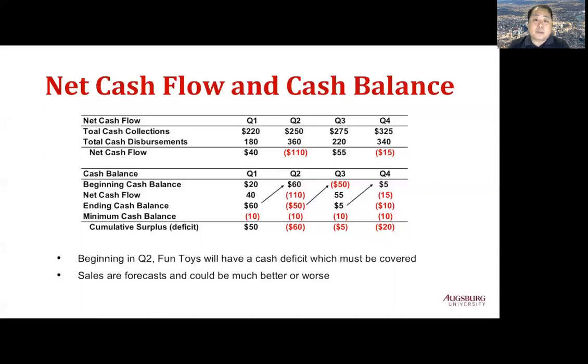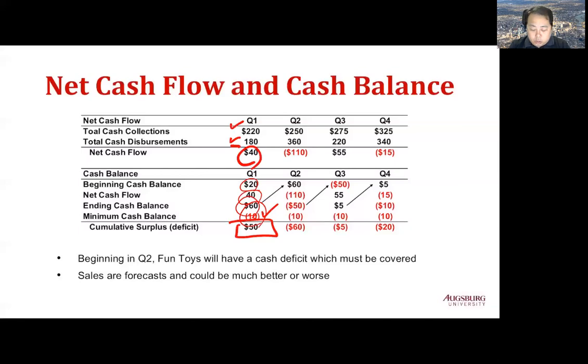Using collection and disbursement levels, we can find the cash balance. In quarter 1, 220 collection and 180 disbursement. So net cash flow is 40 million, positive. Our given beginning cash balance is $20 million. Adding net cash flow, 40 million, ending cash balance is $60 million. Since we must maintain at least 10 million cash, our cumulative cash surplus is ending balance minus minimum cash reserve, $50 million.